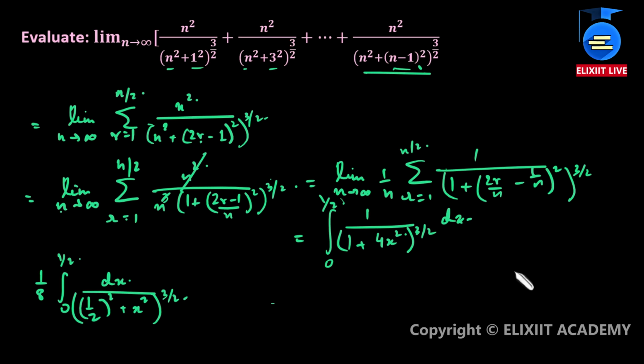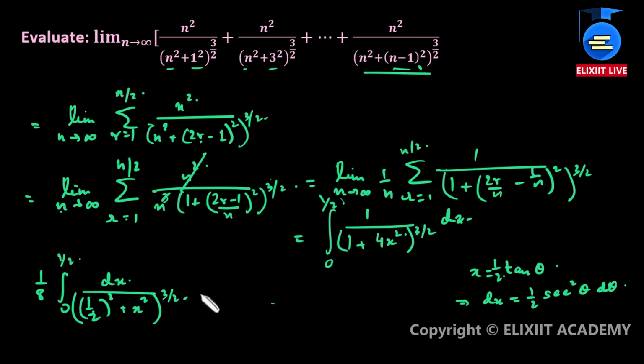Now I put x equals tan theta and then solve. In fact, you put x equals half tan theta because here we have half. If you put x equals half tan theta, this will become dx is half sec square theta d theta.